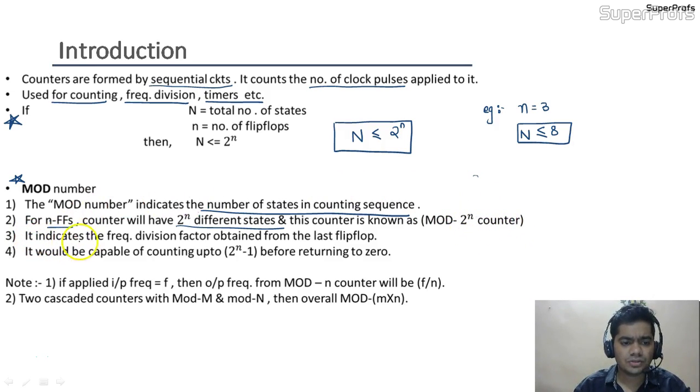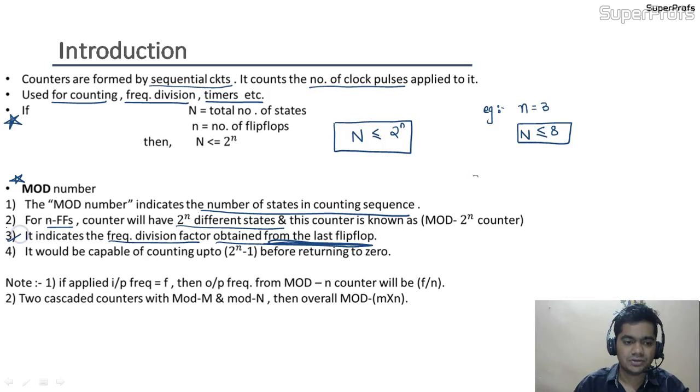It also indicates the frequency division factor obtained from the last flip-flop. This point is very important. Suppose we are giving a frequency f to the starting flip-flop. We are applying a clock pulse to the first flip-flop with frequency equal to f. Now the frequency available at the output would be f by the mod number. It means that it also indicates the frequency division factor obtained from the last flip-flop.